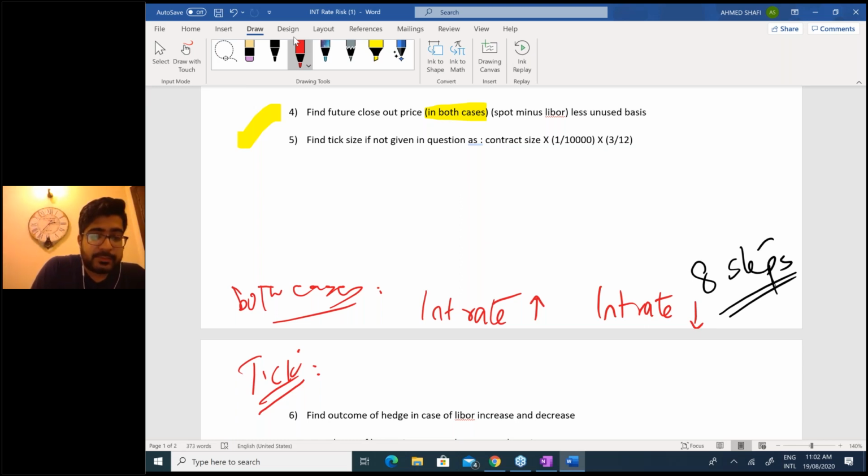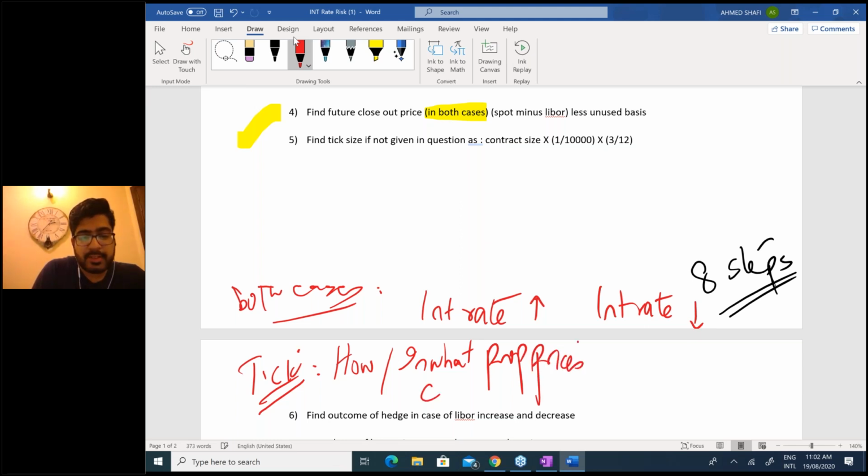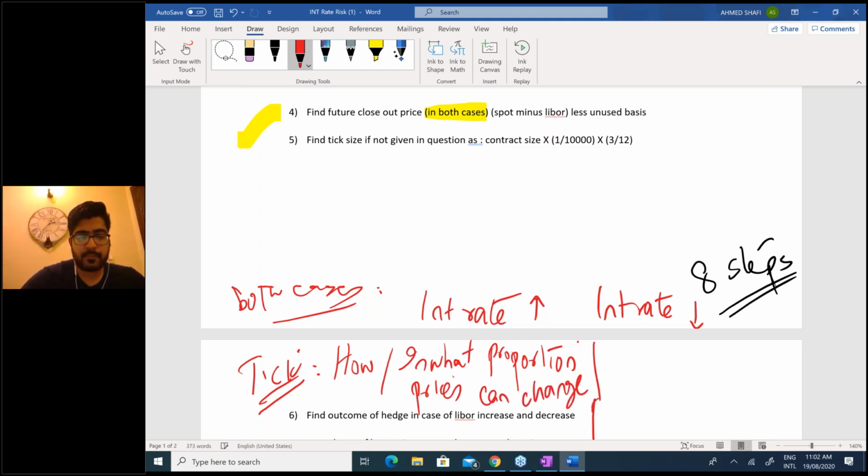Now tick is basically how, or in what proportion, prices can change. How or in what proportion prices can change, that is tick.